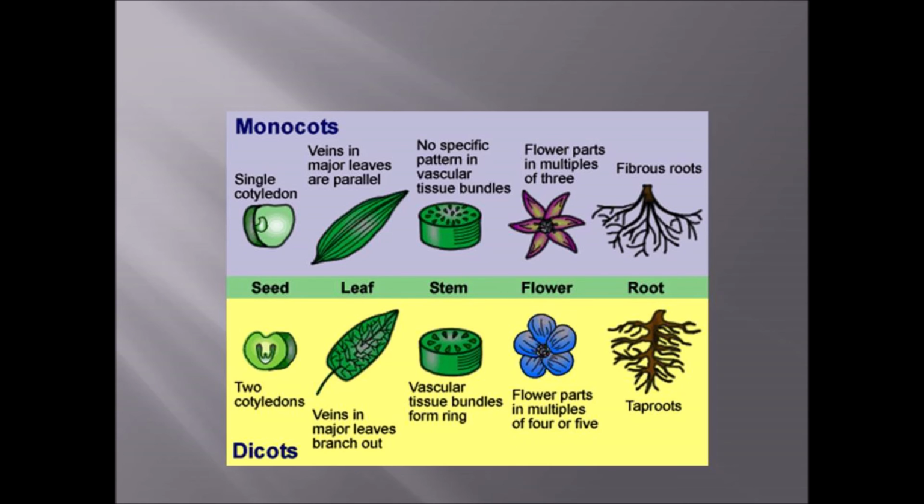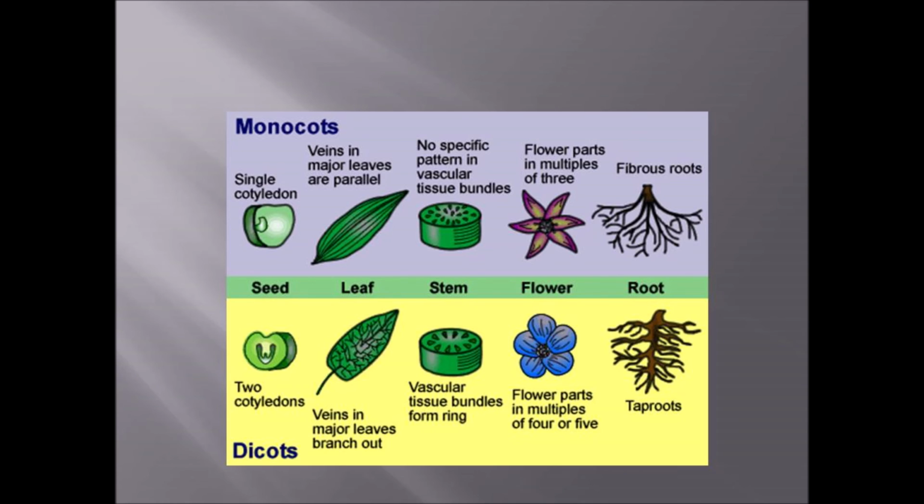So in monocots, a single cotyledon is present in the seed, and two cotyledons are present in dicots. So if you take the leaf, the veins inside the leaf will be parallel. The picture is shown, the lines inside the leaves are parallel, so parallel venation. And in the dicots, the veins branch out from the major veins. So it is like a net-like pattern on the leaves.